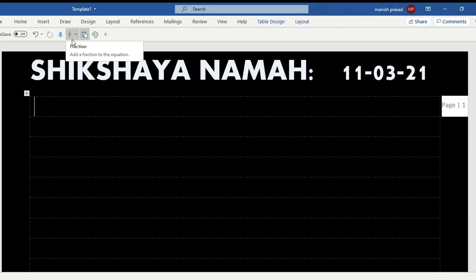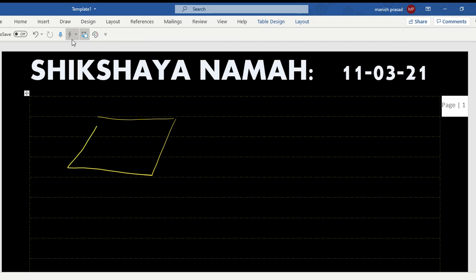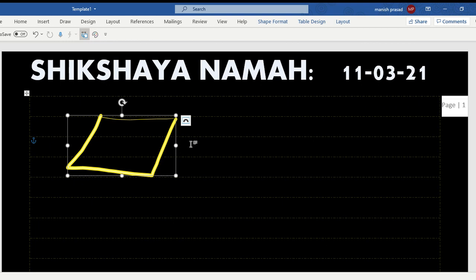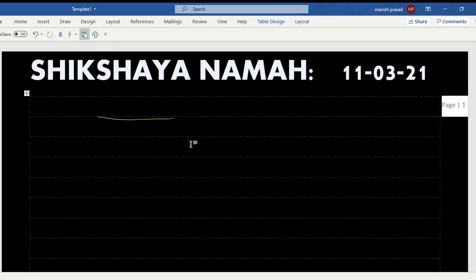Now, a parallelogram is basically a what? Quadrilateral. Okay, so it is a quadrilateral. Now, what kind of a quadrilateral is it? It is a quadrilateral in which the opposite sides are parallel.